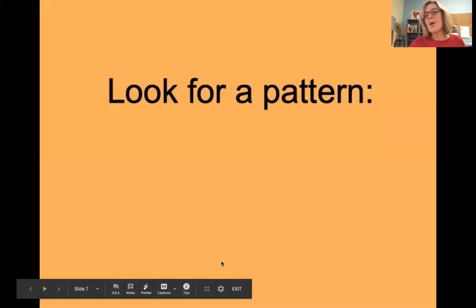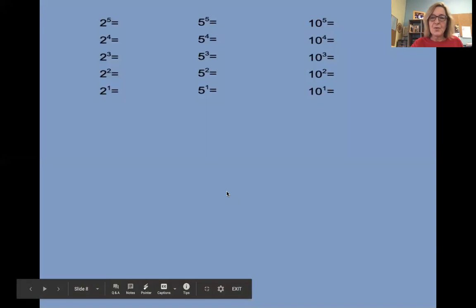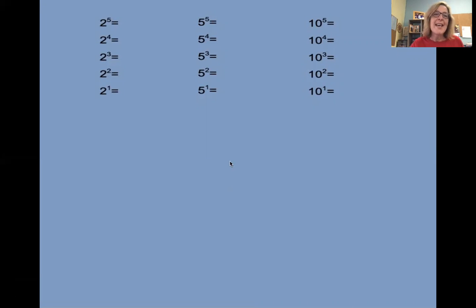All right, so let's start by looking at patterns. And this screen doesn't look great, but what I'd like you to do right now is pause the video and find the value of each of these exponential notation quantities.